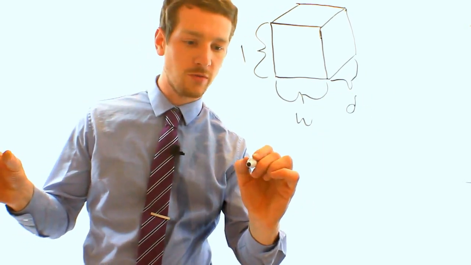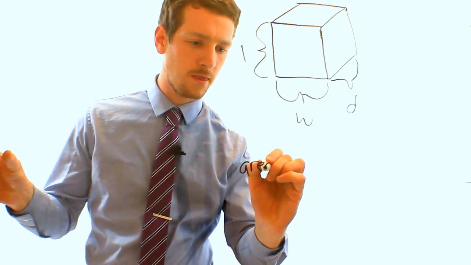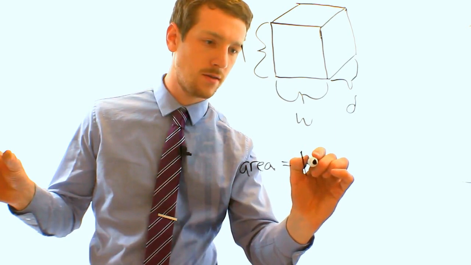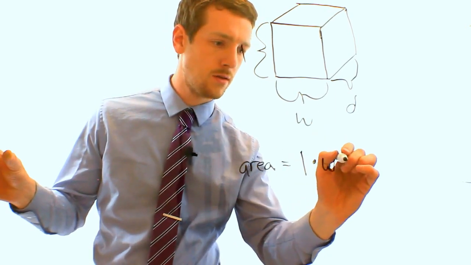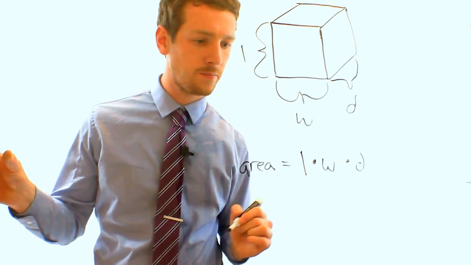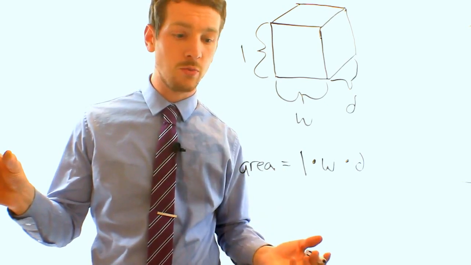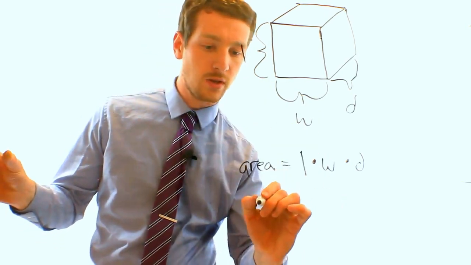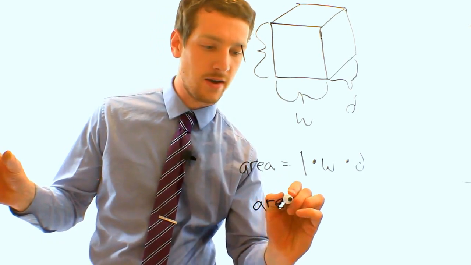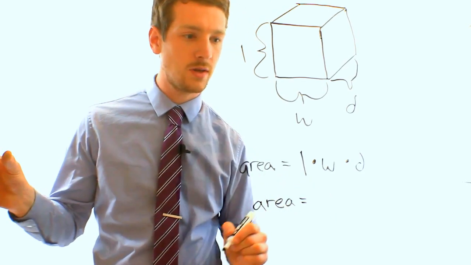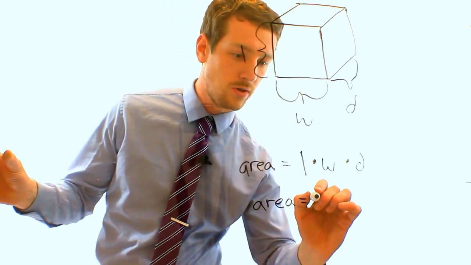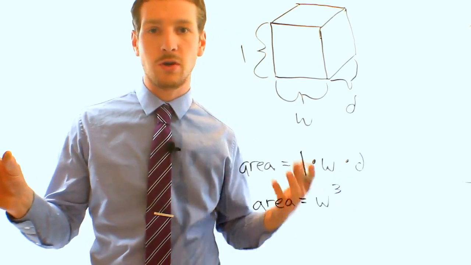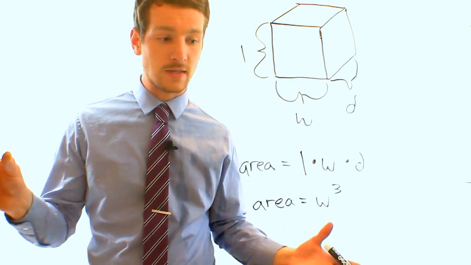So this should look pretty familiar. The area of that cube is equal to the length times the width times the depth. And with a cube, all three of these lengths should be the same. So really what we can say is that the area of that cube is equal to the width cubed. And that should look pretty familiar based on what we went over last week.